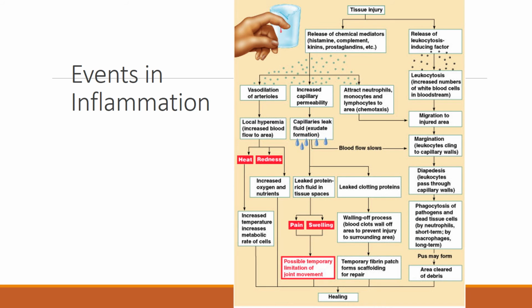And so here is a simplified flowchart of what is happening when we have some type of tissue injury. The big thing you should focus on, again, are these responses in red. Heat and redness, pain and swelling are all going to be the common events that occur with any type of inflammation.